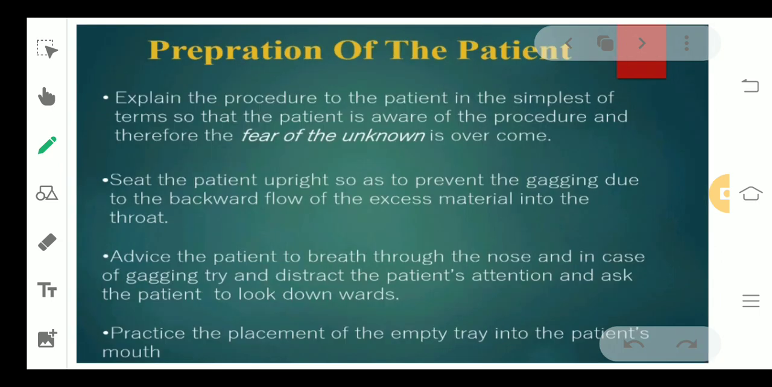Now moving to the preparation of the patient. If the patient is coming to you for the very first time and has no idea about the procedure, the first thing you have to do is explain the procedure to the patient in very simple, layman language with no technical terms. Tell them that you'll first make a mix, load it on the tray, and then put that tray in their mouth. You have to tell the patient that slight gagging can happen, but there's nothing to worry about. The patient should sit upright so that gagging can be prevented.